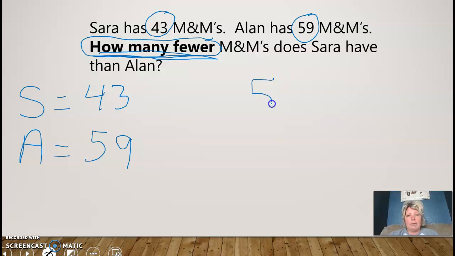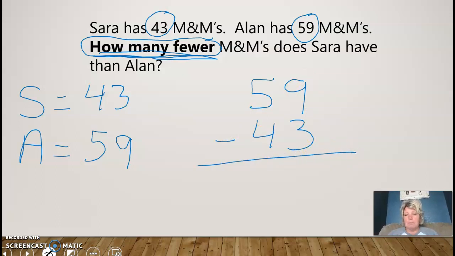Did you write 59 minus 43? If you did, you were correct. Now you can organize it by drawing your line. We know we're going to subtract, so we're going to look at this ones place. Is there more on top or more on the floor? Well, there's more on top, so there's no need to stop.